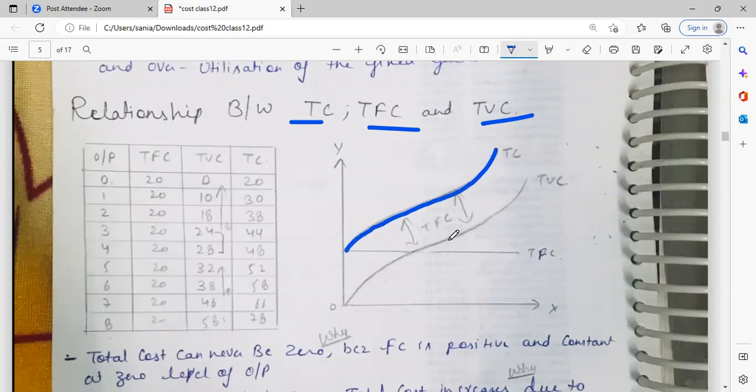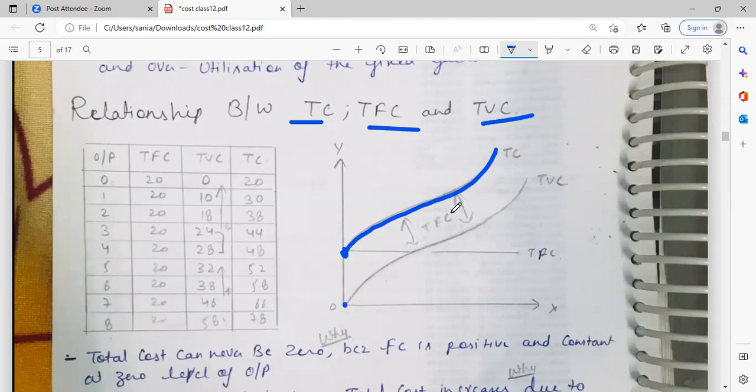The TVC and TC, they both are the same. Like TVC, you can see, and TFC, this is the straight line, right? This is the relationship. TVC and TC are the same thing, but the only difference is TVC starts from 0, but TC doesn't start from 0.